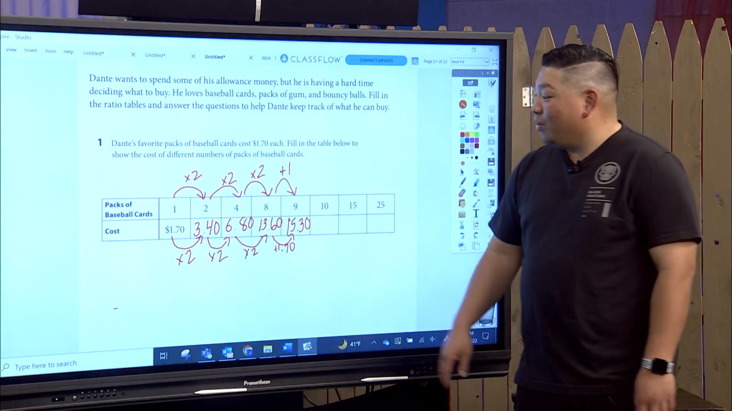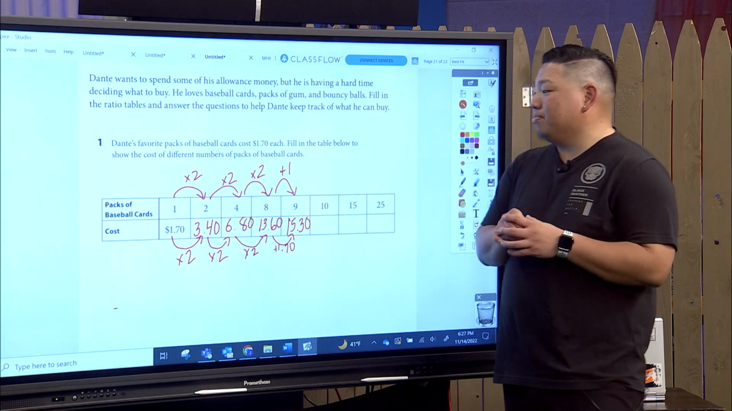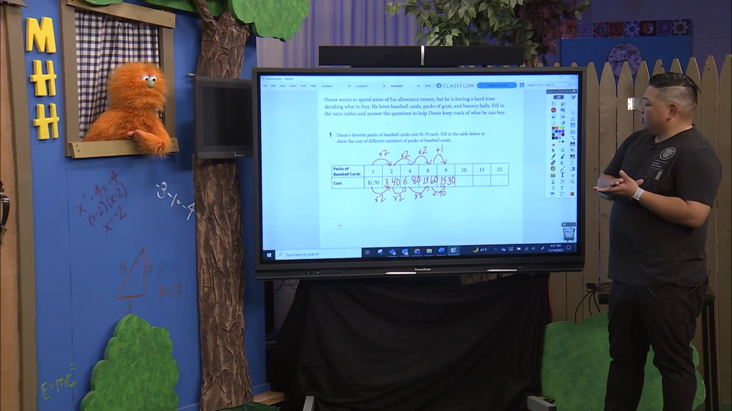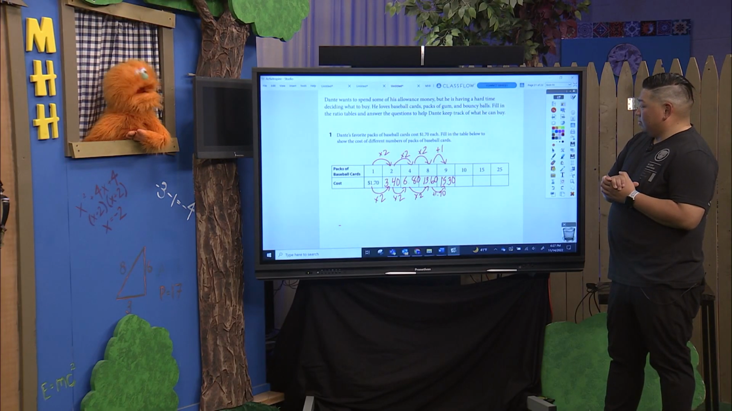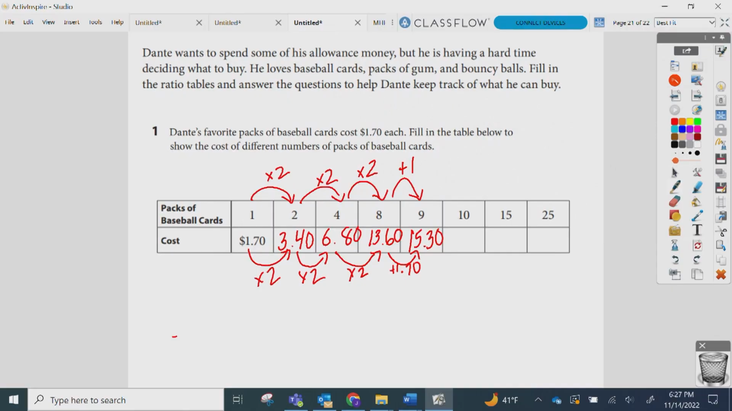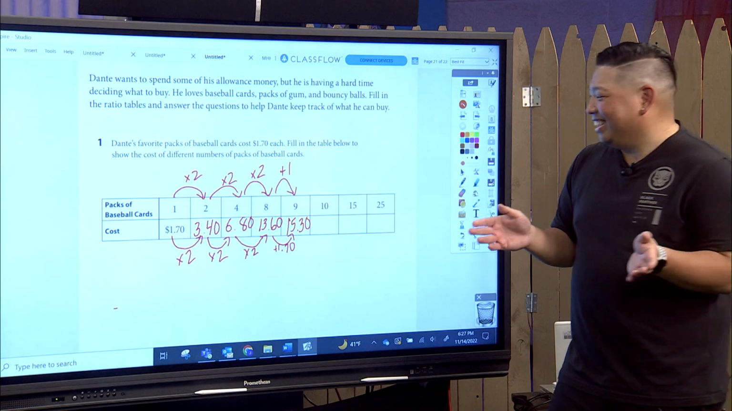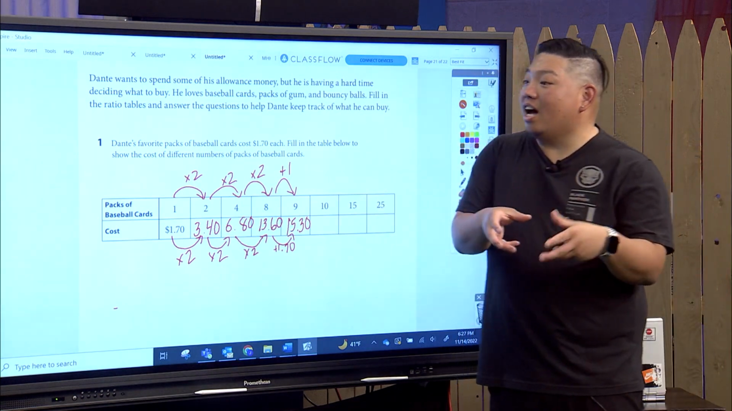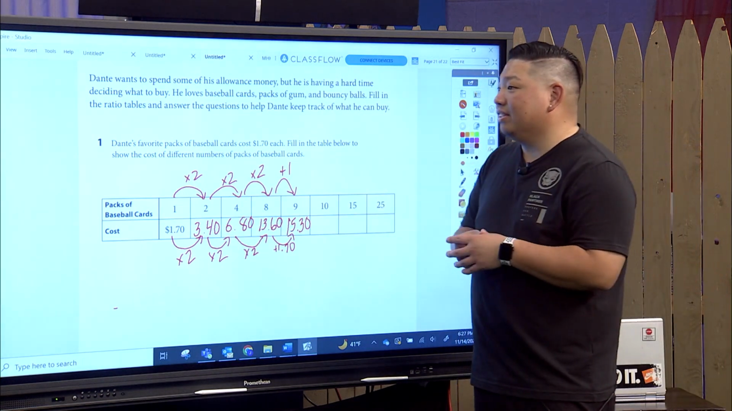What other way could we do it? We definitely could add $1.70, but what's another way we could do it? Well, I'm just thinking, if you just take the original $1.70 times 10. Which would be what? I don't know. $17. Yeah. So if we have 10 groups of $1.70, we would have $17.